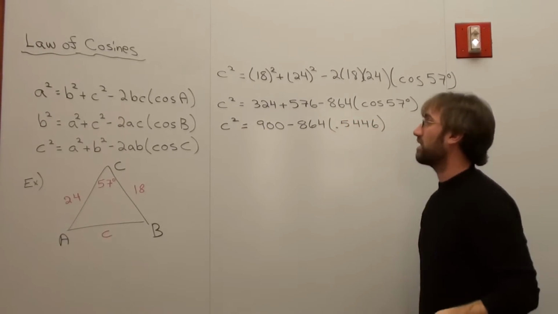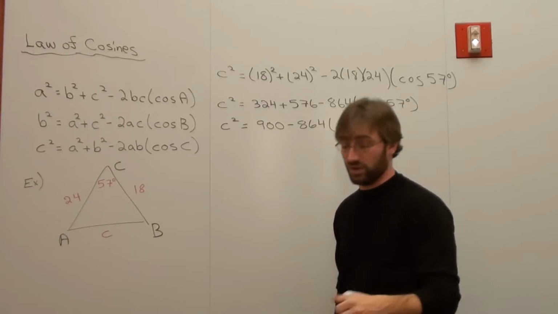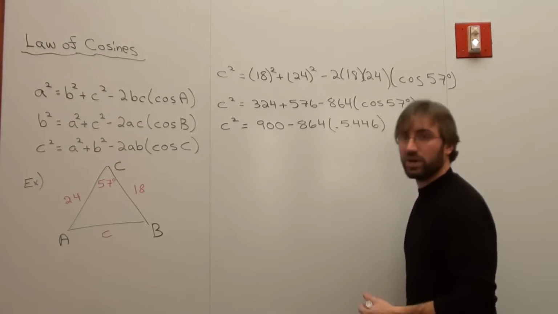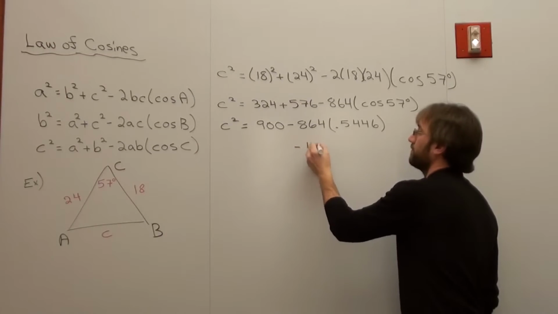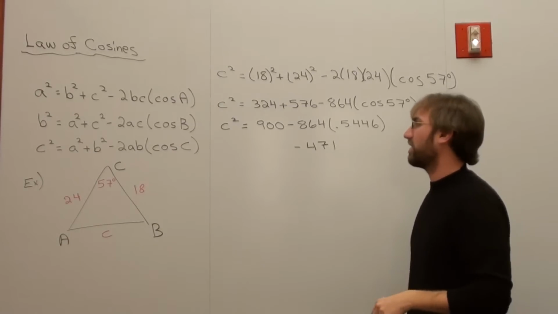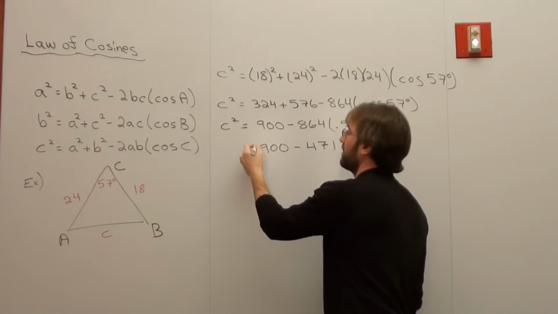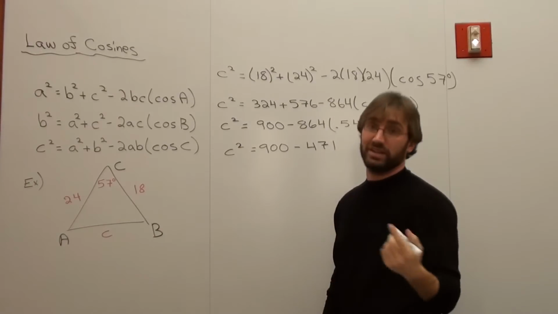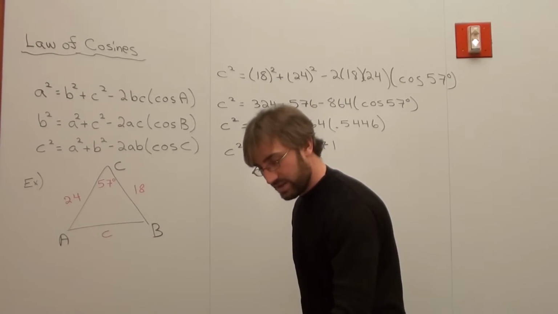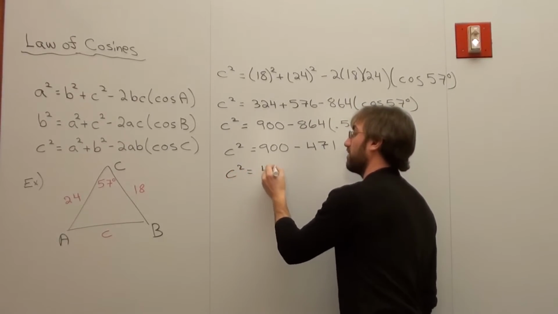And here's what I tell my students to do. Do this part first. Multiply 864 by 0.5446 first. Negative 864 times that is about negative 470.5, so we're going to make it negative 471. Is my answer going to vary? Slightly, but not that much. So I've got 900 minus 471 equals c squared. 900 minus 471 is 429. So c squared equals about 429.